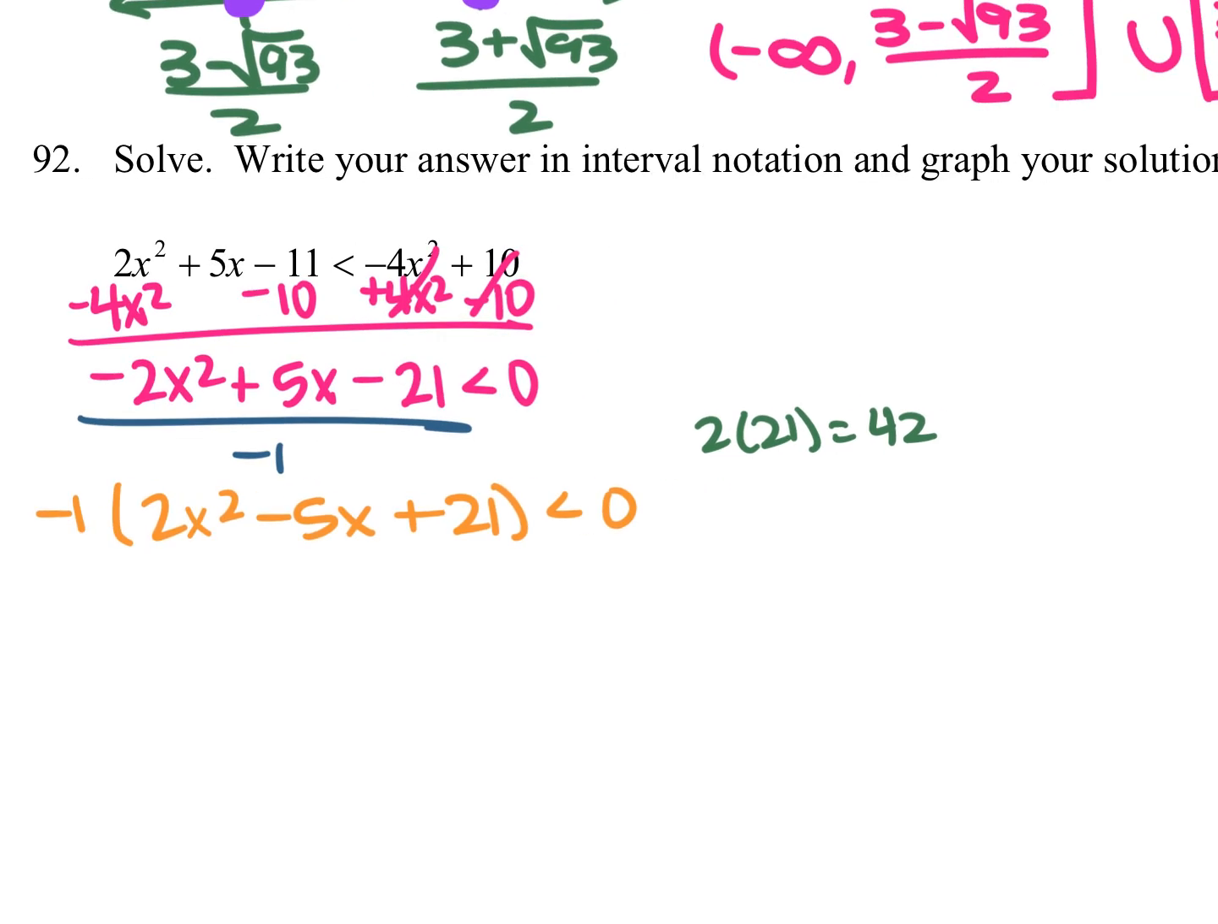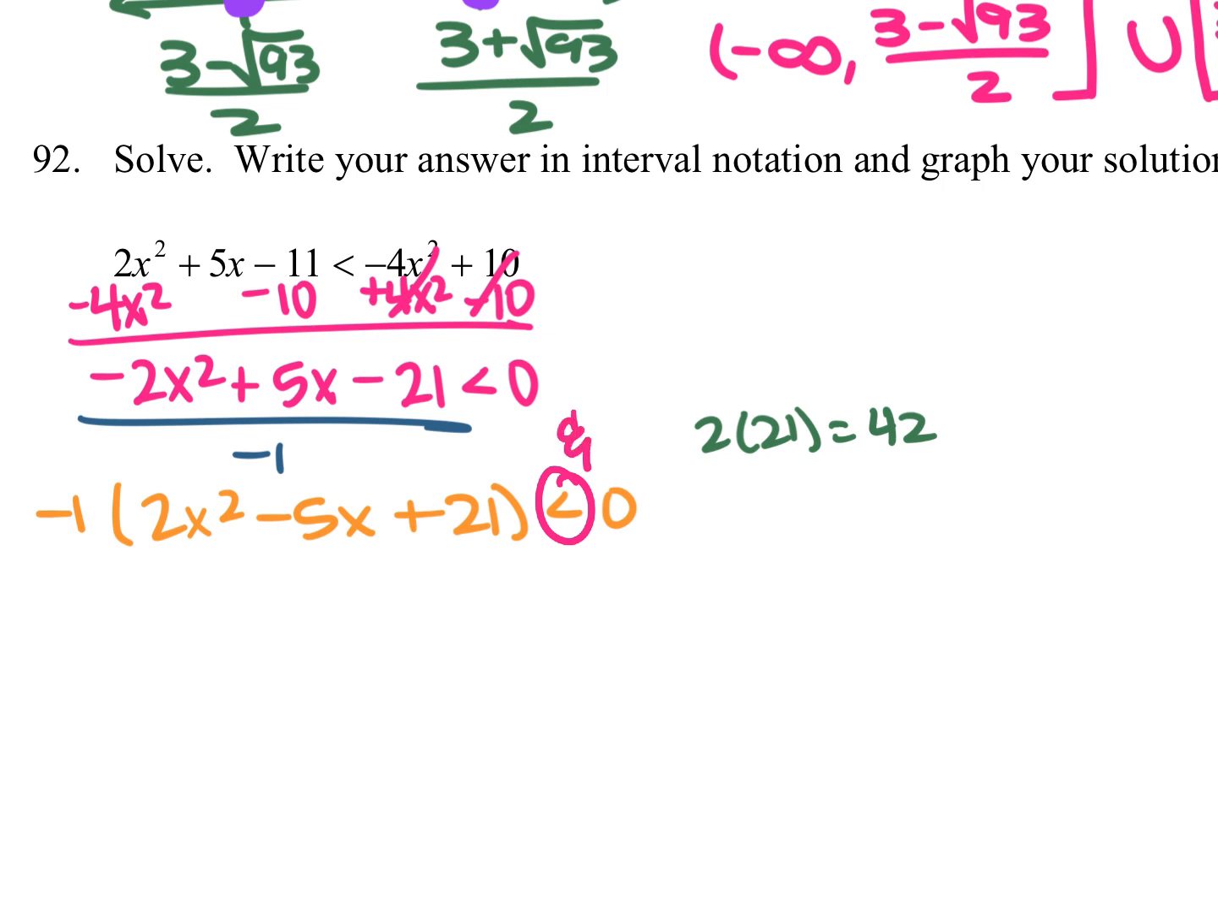So 42, you have 1 and 42, 2 and 21, 3 and 14. 4 doesn't go into it evenly, 5 doesn't go into it evenly, 6 goes in 7 times. None of those are going to give you the -5 when you add them together. So what we are going to do is use the quadratic formula once again. Remember with this is in less than, so it's and.